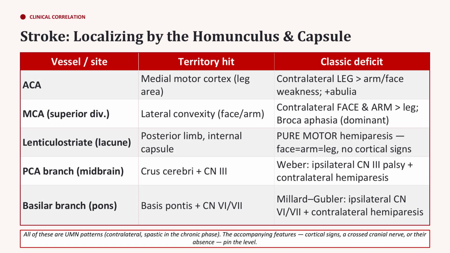Stroke is where the corticospinal anatomy earns its keep, because vascular territory maps onto the homunculus and the brainstem. Run the table.